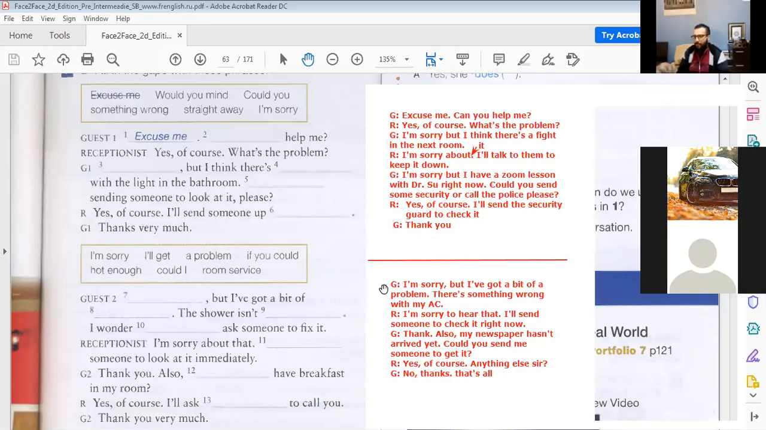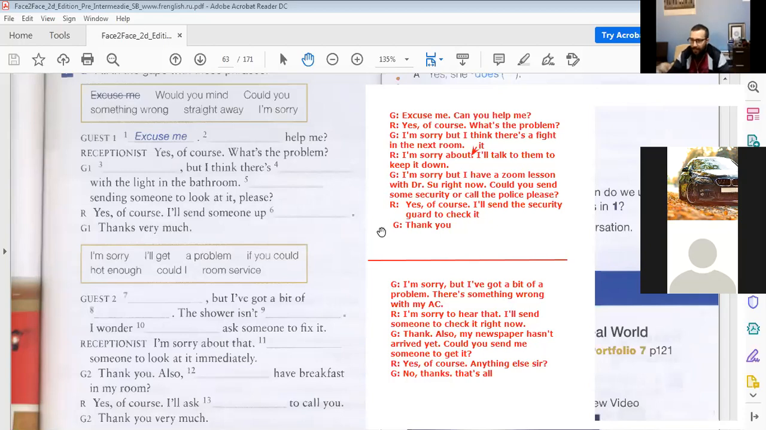I'm sorry, but I've got a bit of a problem. There's something wrong with my air conditioner. Mm-hmm. I'm sorry to hear that. I'll send someone to check it right now. Thanks. Also, my newspaper hasn't arrived yet. Could you send me someone to get it? Yes, of course. Anything else, sir? No, thanks. That's all.